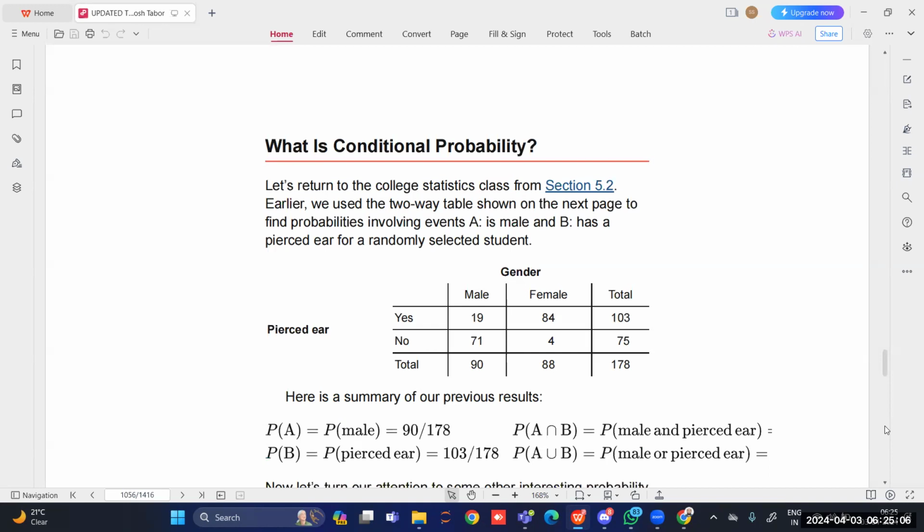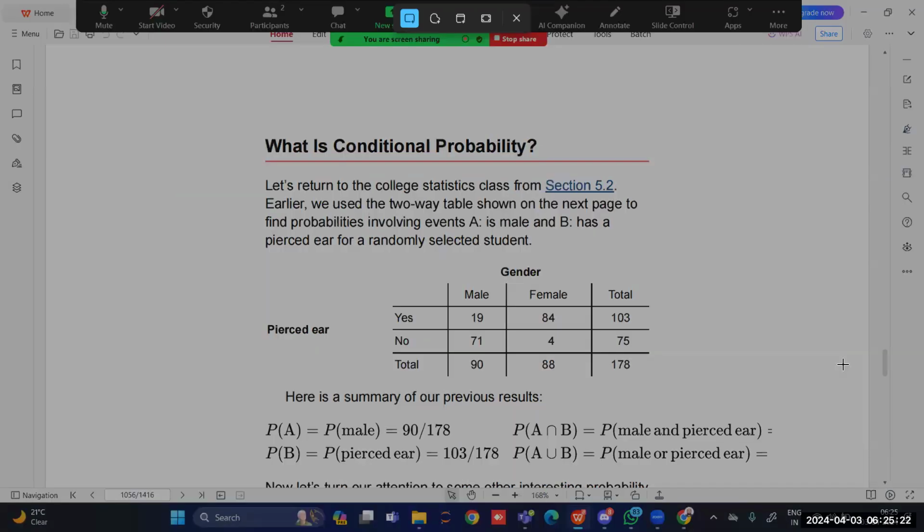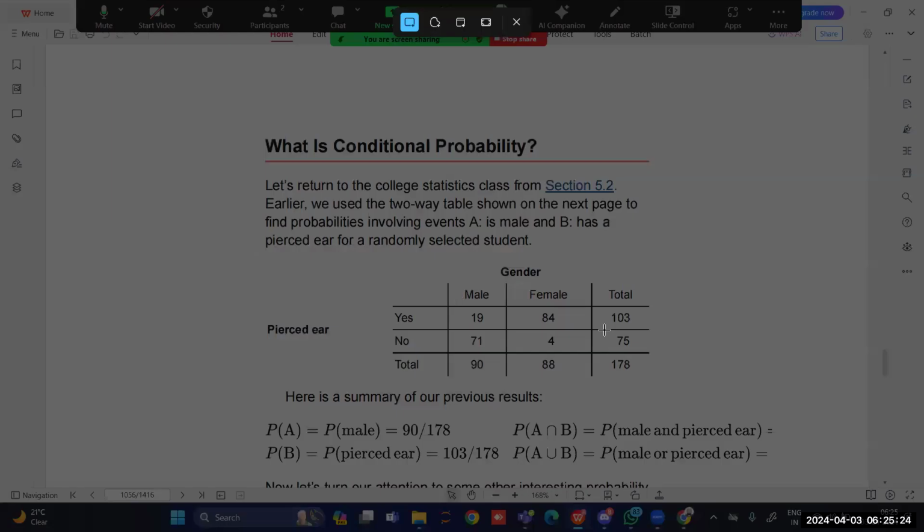Okay, so let's return to the college statistics class in section 5.2. Earlier, we used the two-way table shown on the next page to find probabilities involving event A, is male, and B, has a pierced ear. So we have used what we have done earlier. For example, I'll take the table first of all, then we'll see the expression.